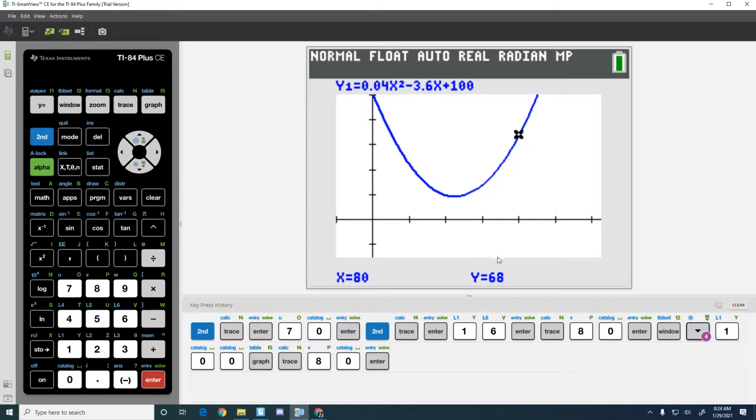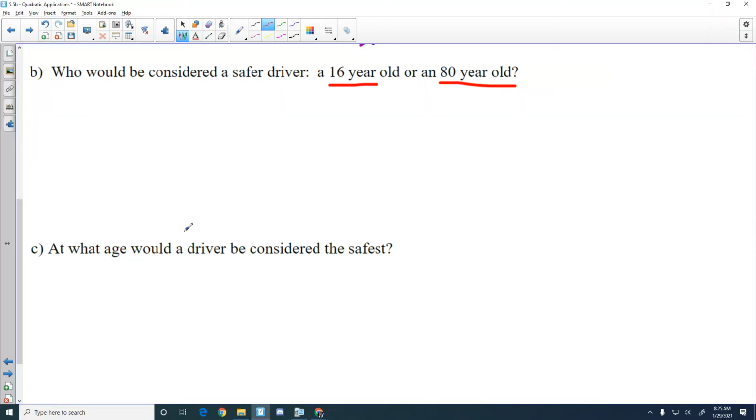All right, so who's safer, the 16-year-old or the 80-year-old? I still say the 80-year-old. The 16-year-old, right? Because they get into fewer accidents. The 56 versus 68 accidents. So the 16-year-old, because they get into fewer accidents per billion kilometers driven.